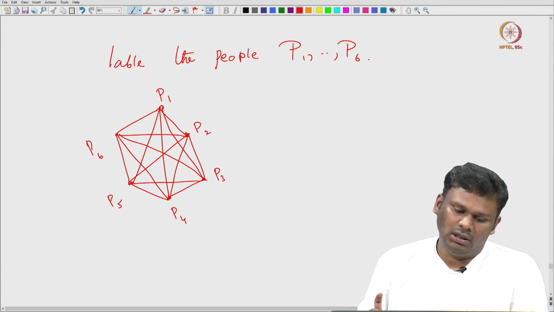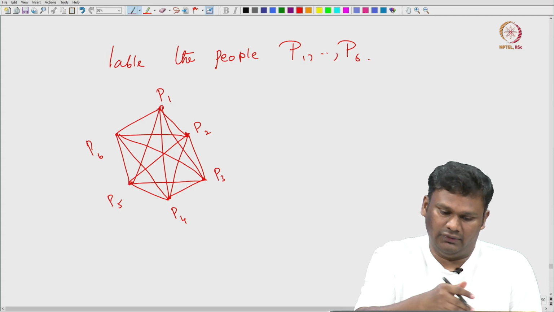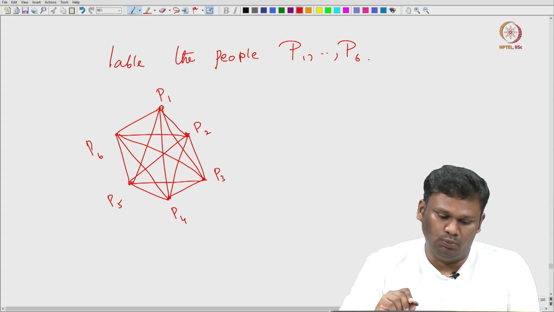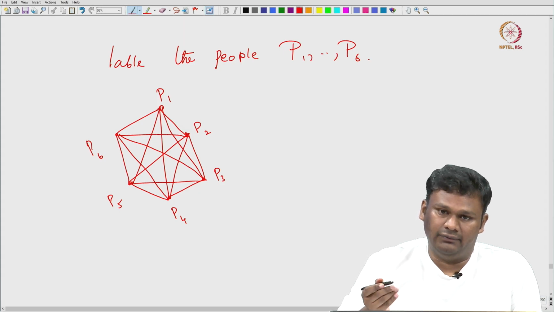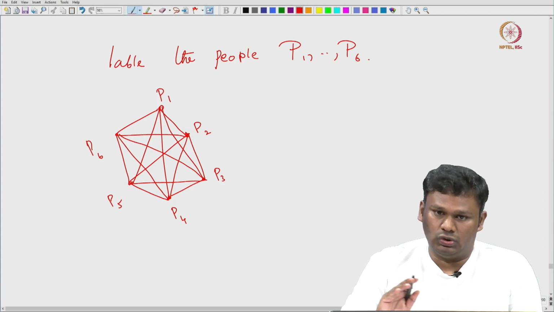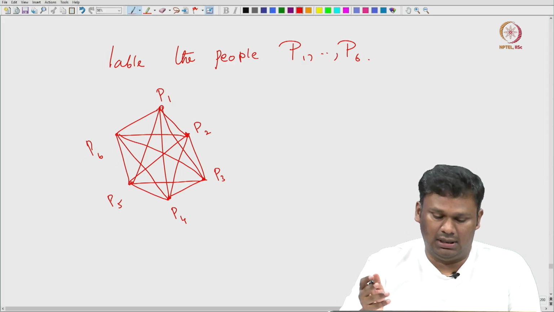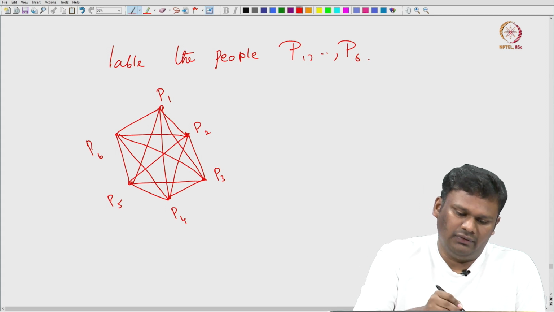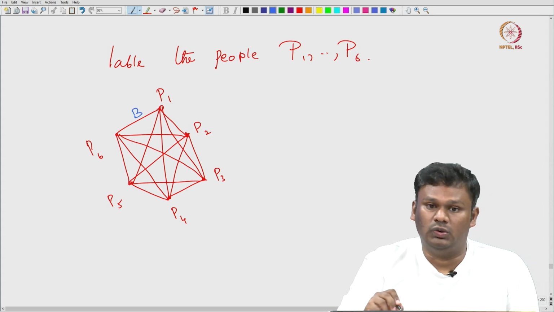Okay. So, now what we are going to do? We are going to draw either. So, we are going to label these edges as blue or red, depending upon whether those two people, the vertices, know each other or not. For example, take P1 and P6. So, we label the edge by blue if they know each other.